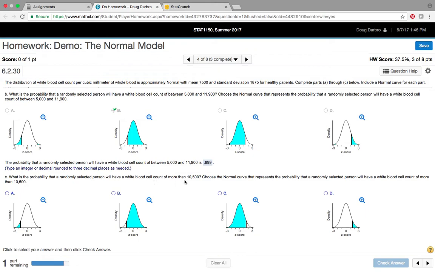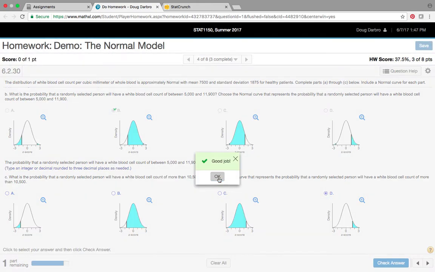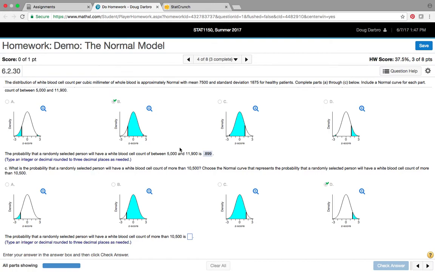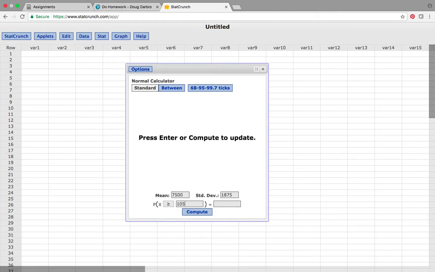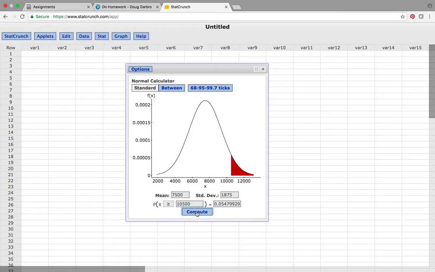All right, what was the probability of a white cell count of more than 10,500? Well, guys, there's only one that could work here. 10,500 is above the mean of 7,500. So my line has to start to the right of 0, and it has to go to the right because we're looking right here at more than. So guys, D is the only one that could be possible. And so 10,500. So greater than 10,500. So 0.055.